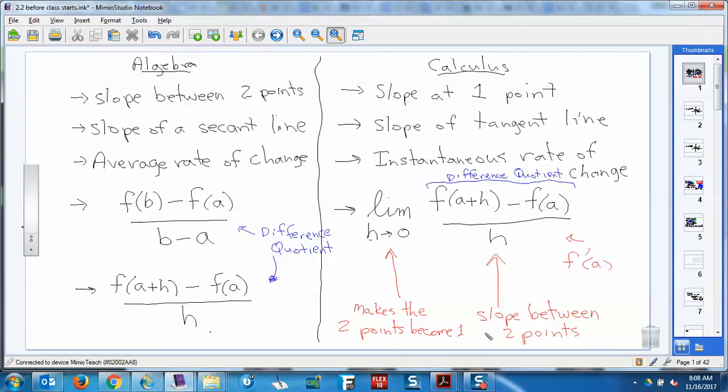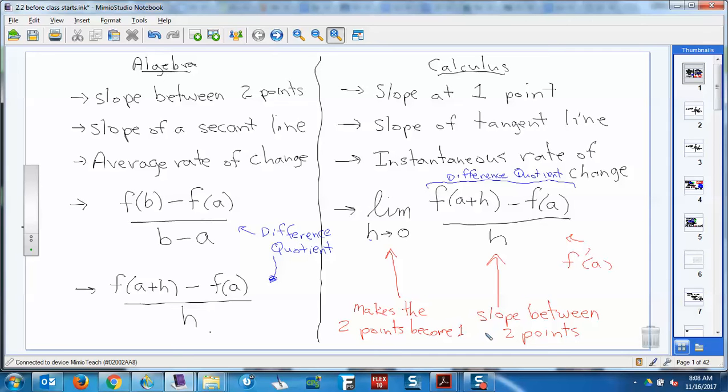Up here we have what I put up here yesterday, algebra versus calculus. This concept of slope is very similar, but in calculus we're doing the slope of 1 point as opposed to 2. It's the slope of a tangent line to a curve as opposed to a secant line with 2 points. It's instantaneous rate of change instead of average rate of change.